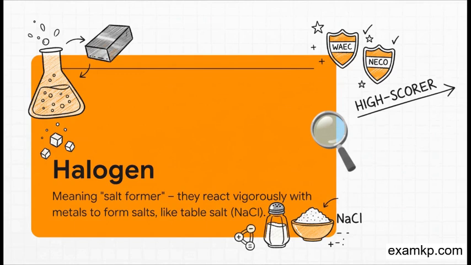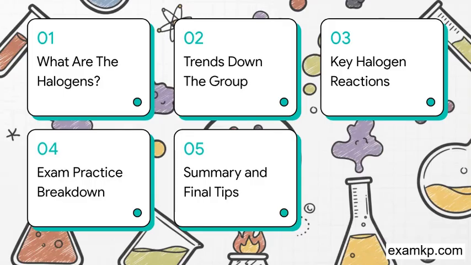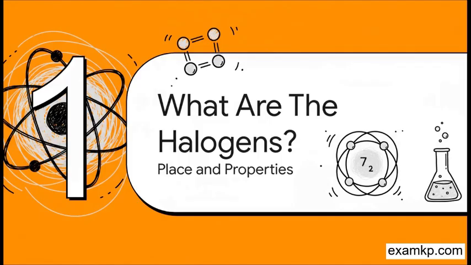So here's our game plan for today. We'll start with what the halogens actually are, then we'll look at the trends down the group, their key reactions, and then my favorite part, we'll break down some real past questions before a final summary. Let's get to it. First up, what exactly makes a halogen a halogen? Let's get into their core properties because once you understand this, all their behavior will make perfect sense.